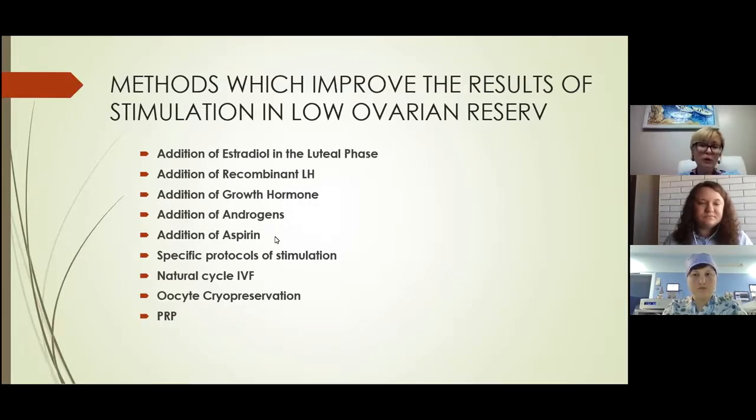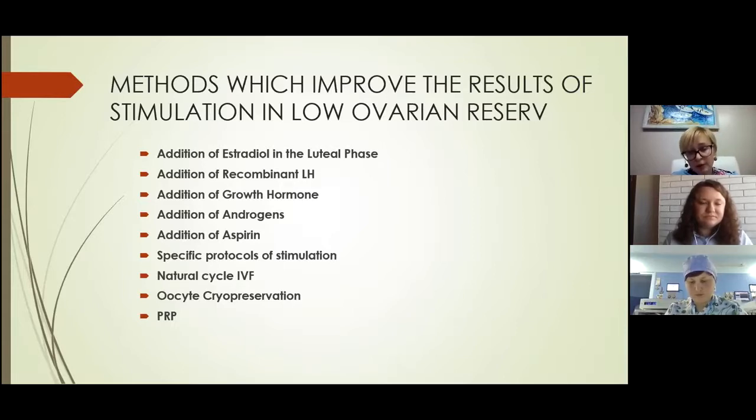In some cases, we can add aspirin, which improves blood circulation. We can use specific protocols of stimulation, like natural cycle, modified natural cycle, or double stimulation in one cycle. In some cases, we can do oocyte cryopreservation. For example, over 2, 3, 4 cycles, we preserve oocytes, and like that we have some kind of bank of oocytes, and then we use 5, 6 oocytes to fertilize.